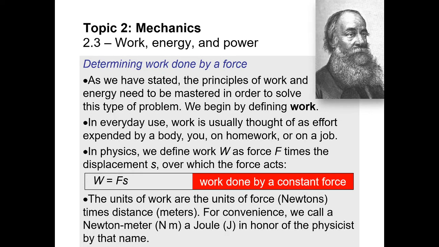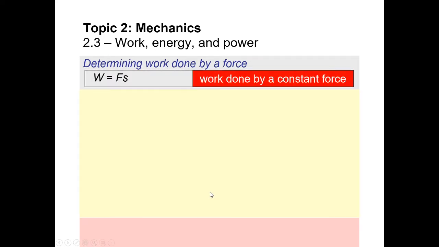So work by a constant force. Now, if we look at the units, force is measured in newtons. S, remember, is distance. That's measured in meters. So we have a Newton meter for work. But instead of saying a Newton meter, we just abbreviate that and call it joules. Okay, so J, in honor of the physicist by that name.